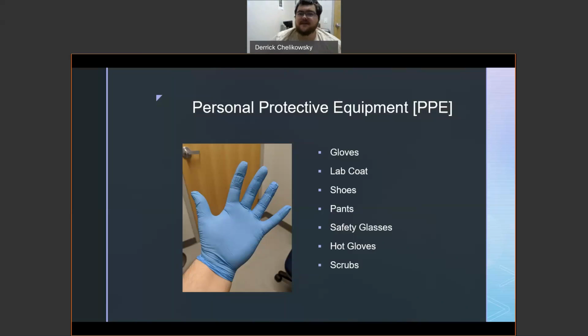Pants are also a type of PPE. You are to have long pants in this lab. If you do not have long pants, or you have shorts, jeggings, the like, you will be asked to leave. You also need to have hot gloves, which we'll go over what they are. They're for things like autoclaving and other hot things, boiling water and the like. Scrubs can also replace either a lab coat or pants.